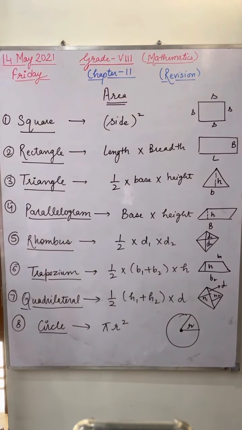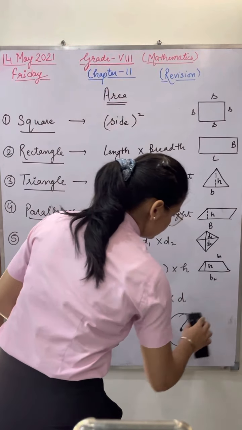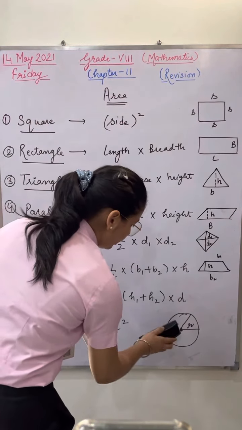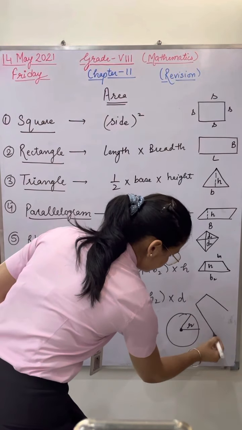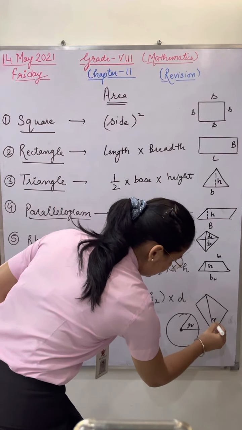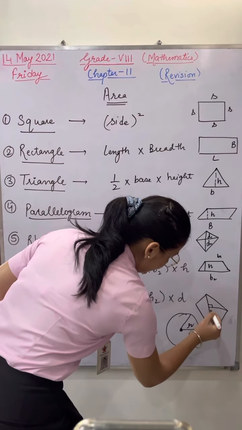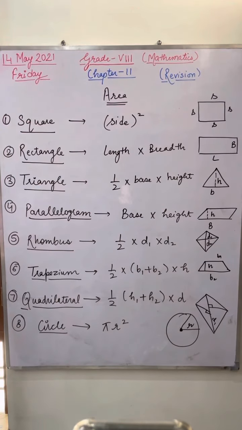Neerav, note down. Quadrilateral. Let me draw quadrilateral again. Quadrilateral is a four-sided figure. This is the diagonal D. This is a height H1 and this is a height H2.